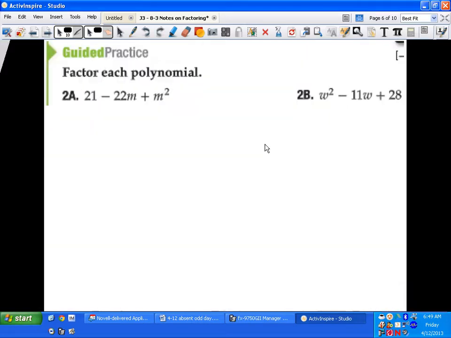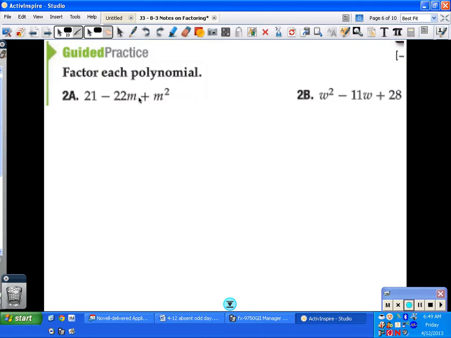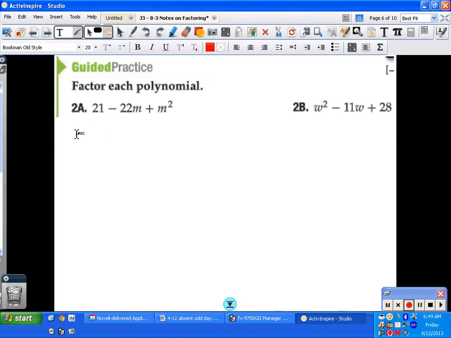Let's take a look at the next page. So let's factor these. You'll notice the first thing we're going to do on these, just for neatness and understanding's sake, is we're going to change the order. So we'll say that m squared, and then I got to make sure that this is a minus 22m. That really is important, that we make sure that the sign goes with the number that we're talking about. So I'm going to rewrite that as m squared minus 22m plus 21.